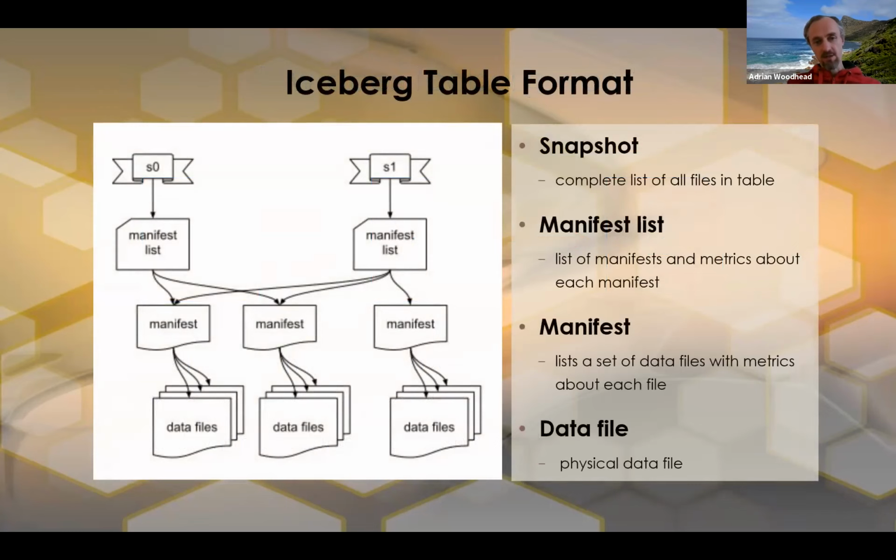Under the hood, it effectively keeps track of these using files. At the top level, the snapshot will point to a manifest list. The idea of the snapshot has the list of all the files in the table. The manifest list has a list of all the manifests, and it has a bunch of metrics about each manifest. And then the manifest itself has the list of all the data files and metrics about each file, and then pointers to the actual physical data files. What's quite nice about this is that when Iceberg is doing query planning, it has all of this information available to it, and it can navigate all of that to come up with a really efficient query plan.